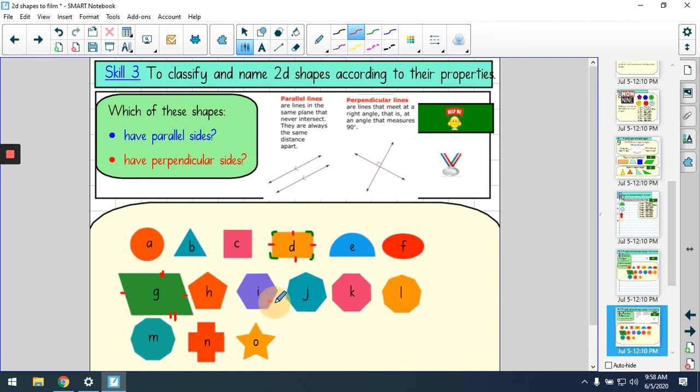I has got parallel sides. If you work your way around, it's got 3 pairs of parallel sides, not perpendicular. J has got parallel sides. K has got parallel sides. L has got parallel sides. They are the opposite sides to each other, are parallel. M has got parallel sides, and N has got both parallel and perpendicular because they meet at right angles. O has not got parallel sides and it hasn't got perpendicular sides.